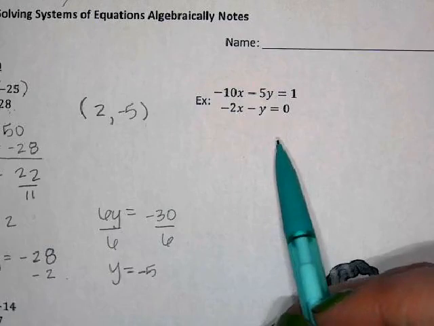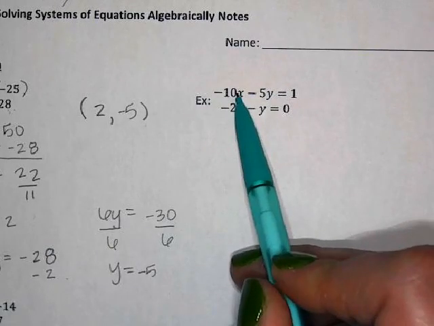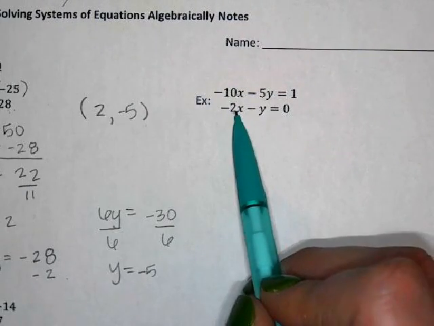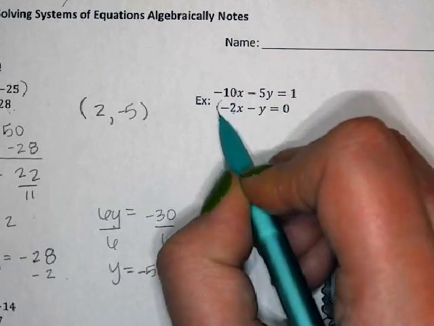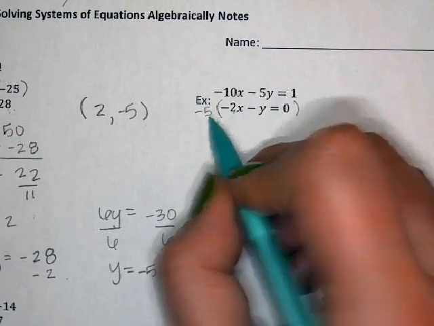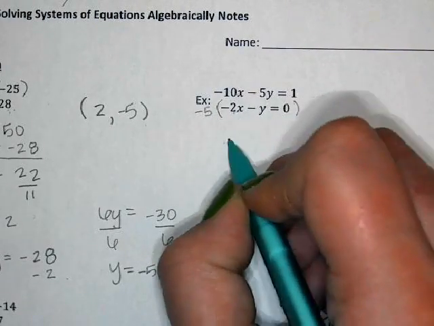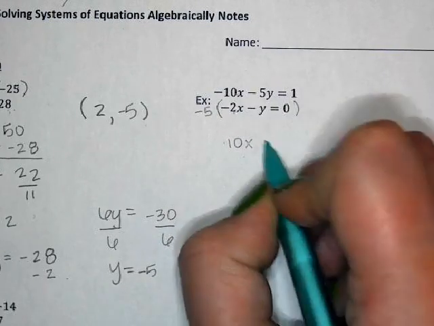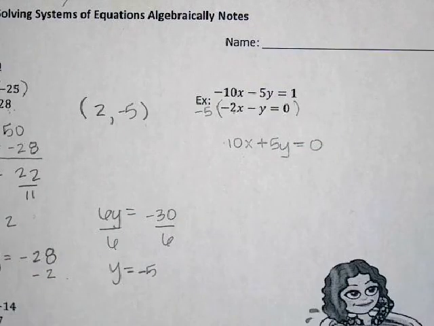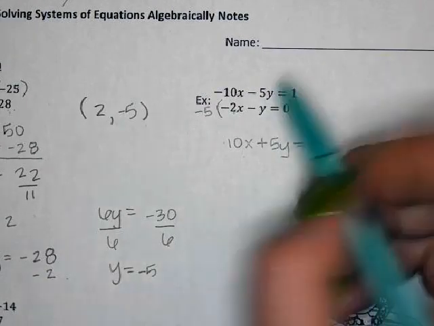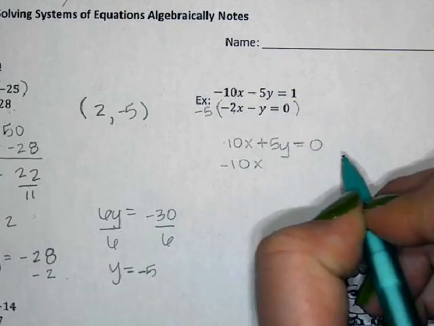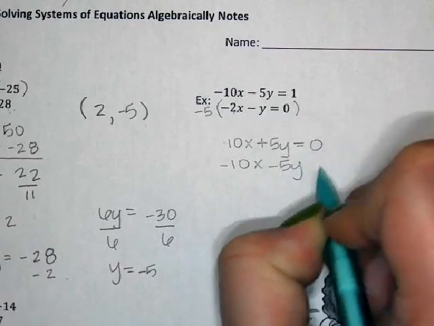X. Okay, so we've got a -10x. What could I do to the second equation to make this a positive 10x? Multiply it by a -5. Okay. So that's going to be positive 10x, positive 5y, 0. And then there's my first line. So I've got -10x, -5y, and 1.